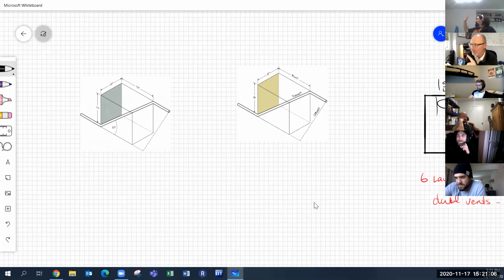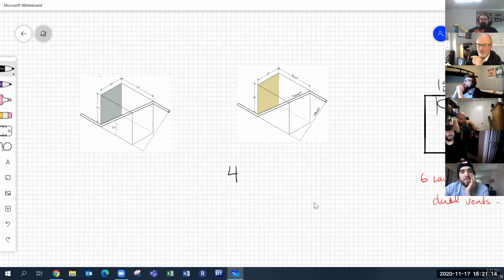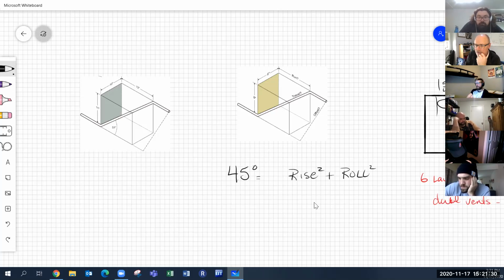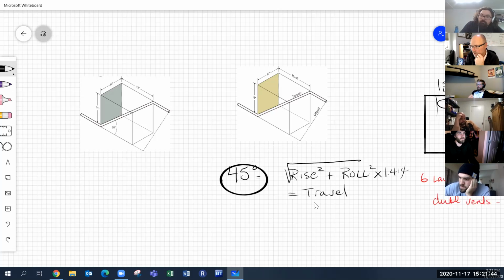Okay, 2 formulas required for rolling offsets. Everybody, 2 formulas. If you're working with 45s on a rolling offset, this is the formula to find the travel. You take the rise squared and add the roll squared, square root it, and times it by 1.414, and that equals the travel on 45s.